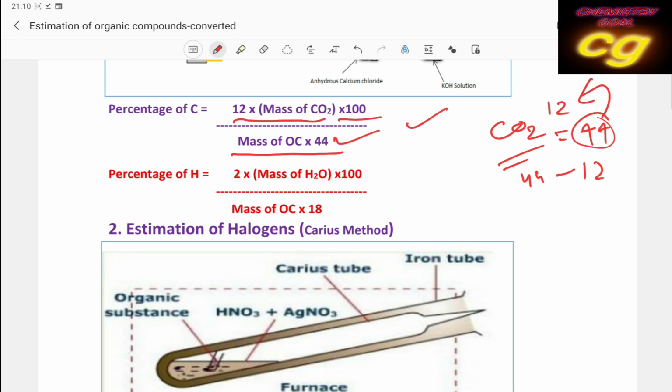Similarly, the percent of hydrogen in the organic compound, as the hydrogen is converted to water in the organic compound by this method.